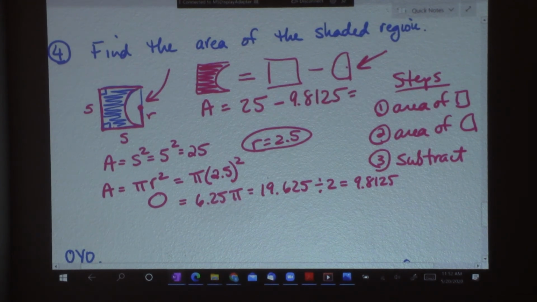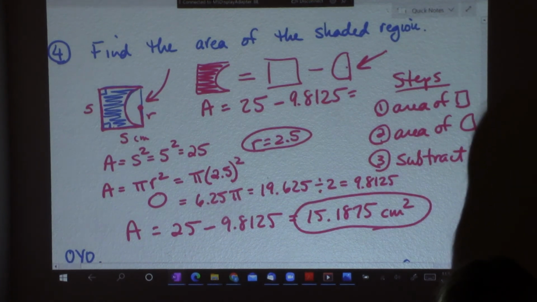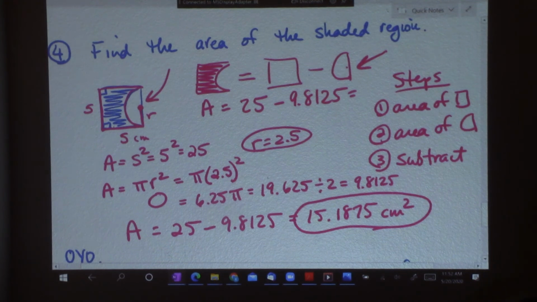To find my area, I have the whole thing, which is 25, minus 9.8125. I ran out of room here, so I'm going to rewrite this down here. 25 minus 9.8125, and I get 15.1875. And that is my area. These were centimeters, so I have centimeters squared. So in summary, you don't look at the area of this weird thing. You think, what shapes are in the picture that I recognize? We recognize a square and a semicircle, and then we just subtract them.